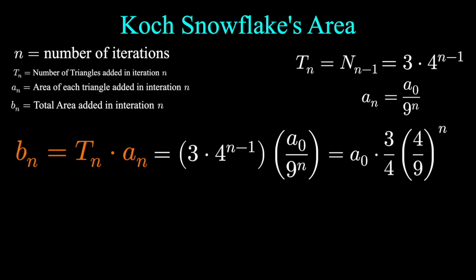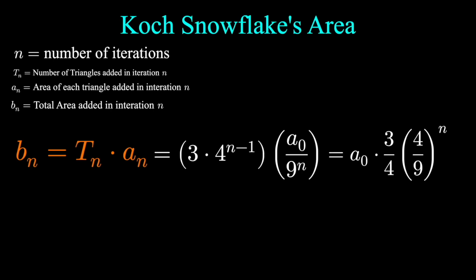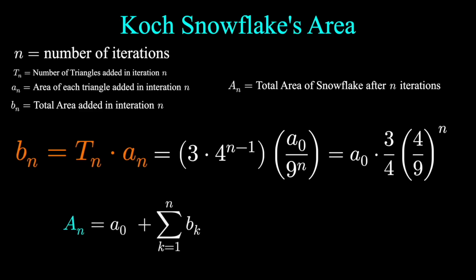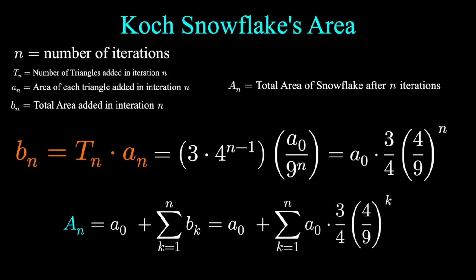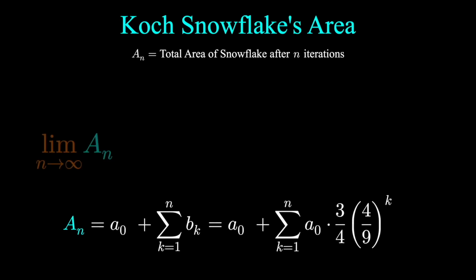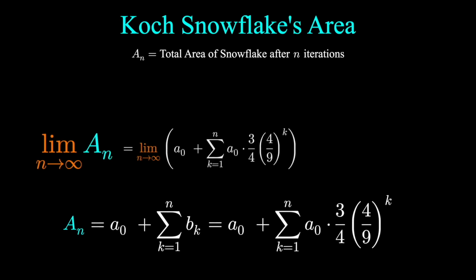We're interested in the total area of the snowflake altogether, so we have to sum this over every value of n. Let's let capital A sub n be the total area of the snowflake after n iterations. That's A0, the original area of the triangle, plus the sum of B sub n. This is a fairly funky formula, but what's great is that we can still use it to find the limit as n goes to infinity. If we were to perform an infinite number of iterations, what would the area of this object approach?